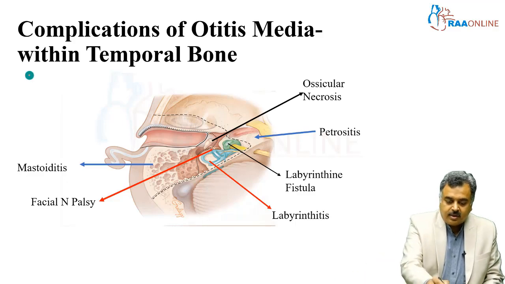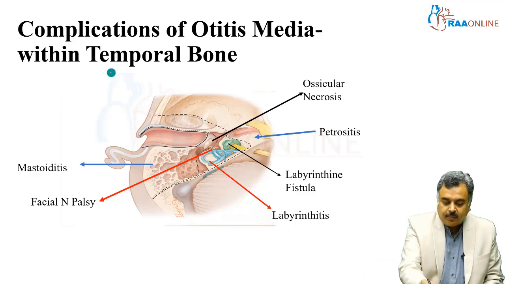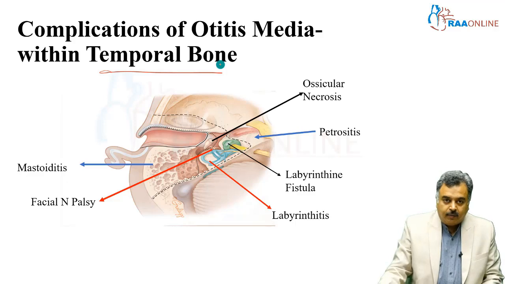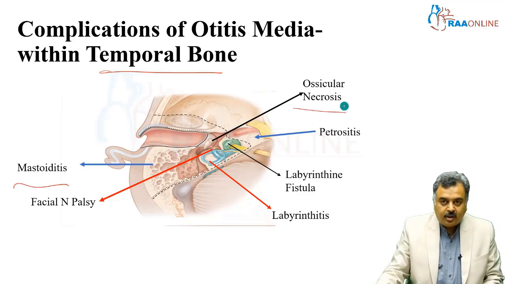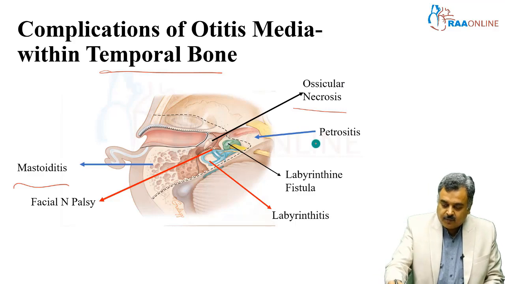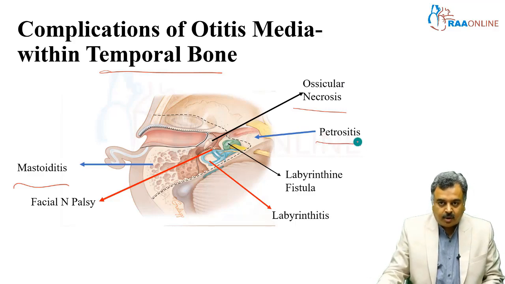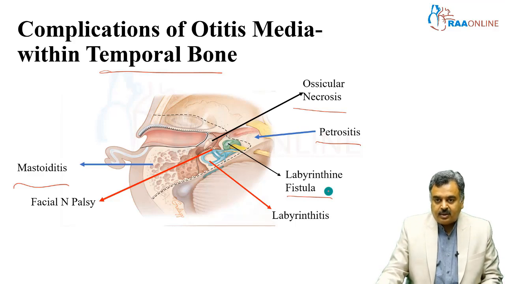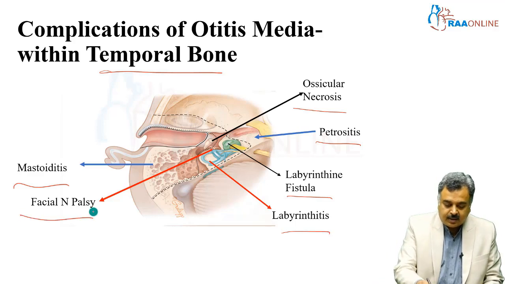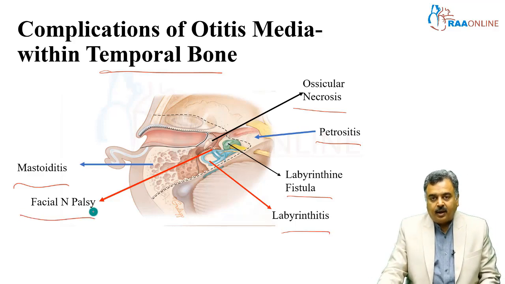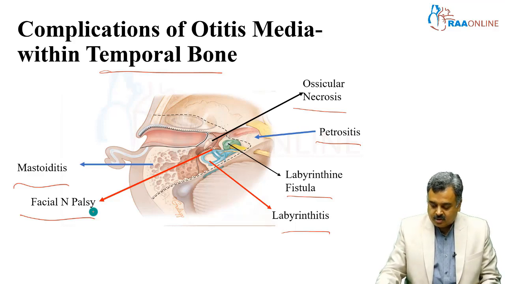We can call them, first, complications within the temporal bone, which include mastoiditis, necrosis of the ossicles, infection of the petrous part of the temporal bone or petrositis, involvement of the labyrinth, either with a labyrinthitis or a labyrinthine fistula, and facial nerve palsy. Some of these are possibilities in cholesteatomatous otitis media, whereas some occur in non-cholesteatomatous also.